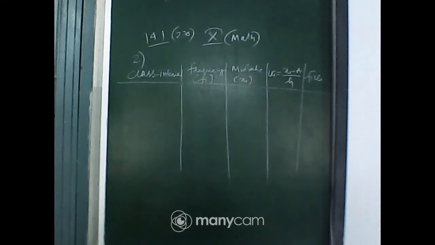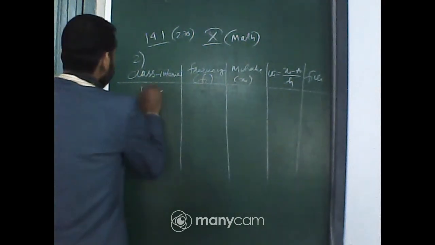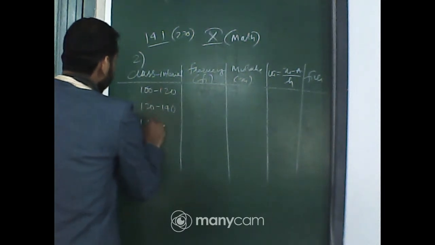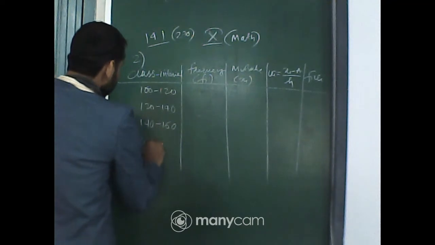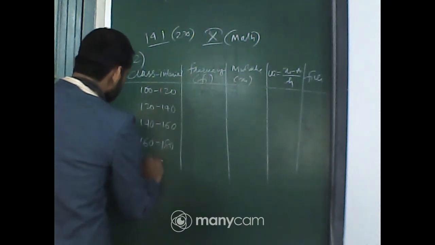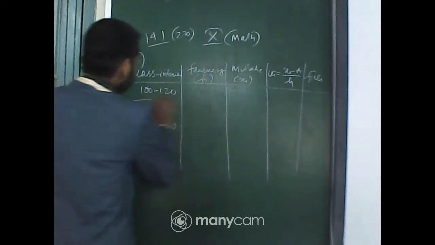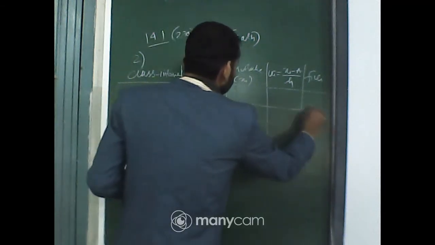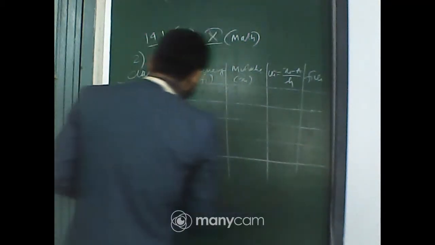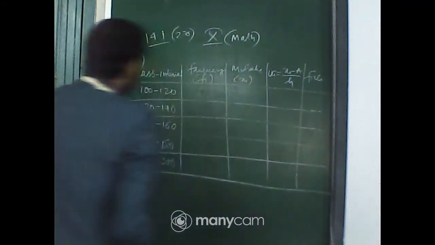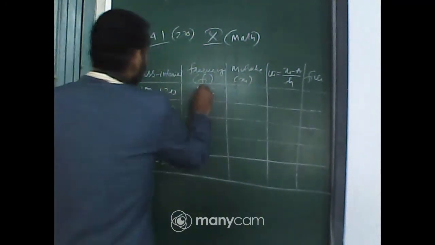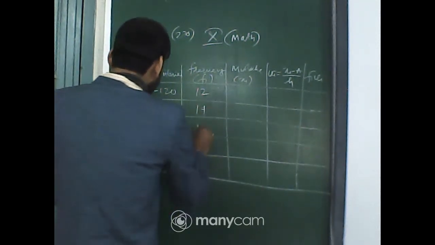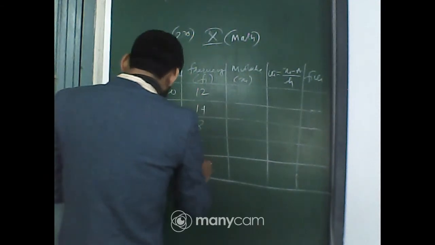Now the classes are 100 to 120, 120 to 140, 140 to 160, 160 to 180, 180 to 200. Now the corresponding frequencies for the first class is 12, for the second one it is 14, third one 8, then 6, then 10.